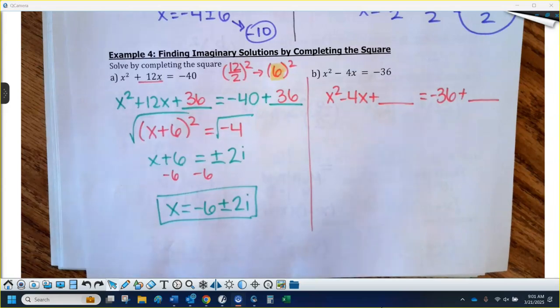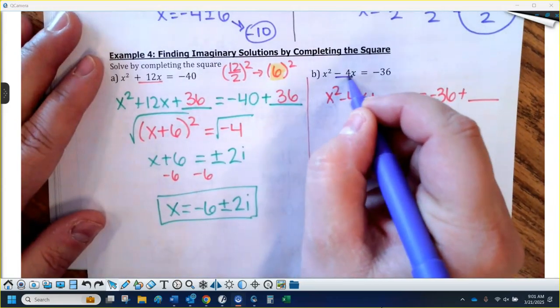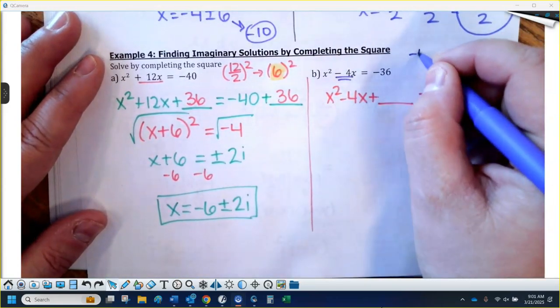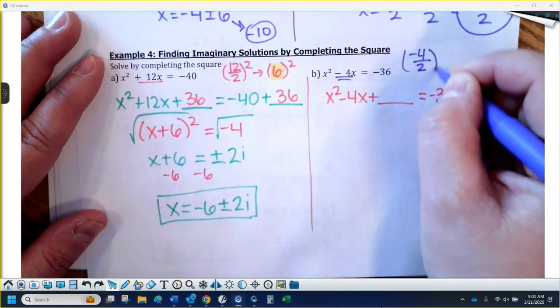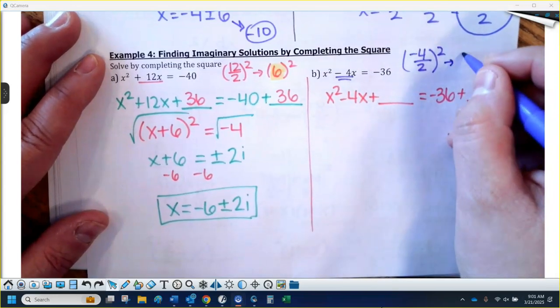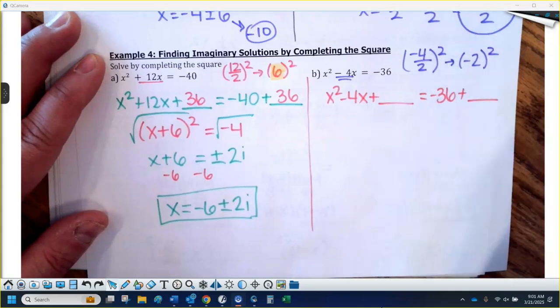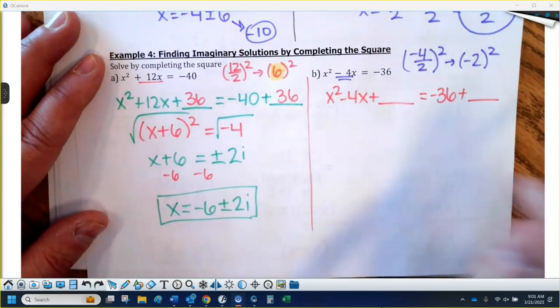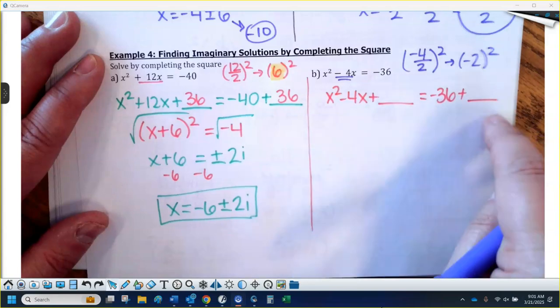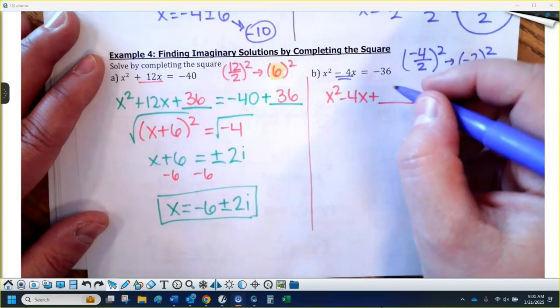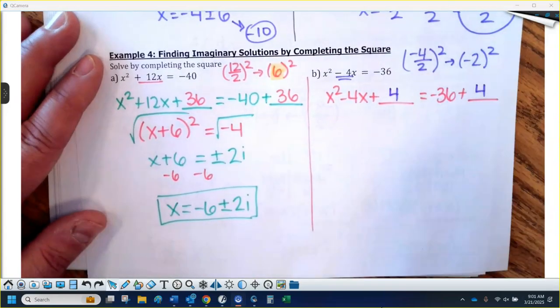Okay, for this guy, you're grabbing your b value. This is negative 4, so it would be the b value, negative 4, divided by 2 squared. That's going to give you negative 2 squared. Everything you square always becomes positive. That's why I keep writing a little plus in front of these blanks. It's always positive, so this would be a 4 and a 4.